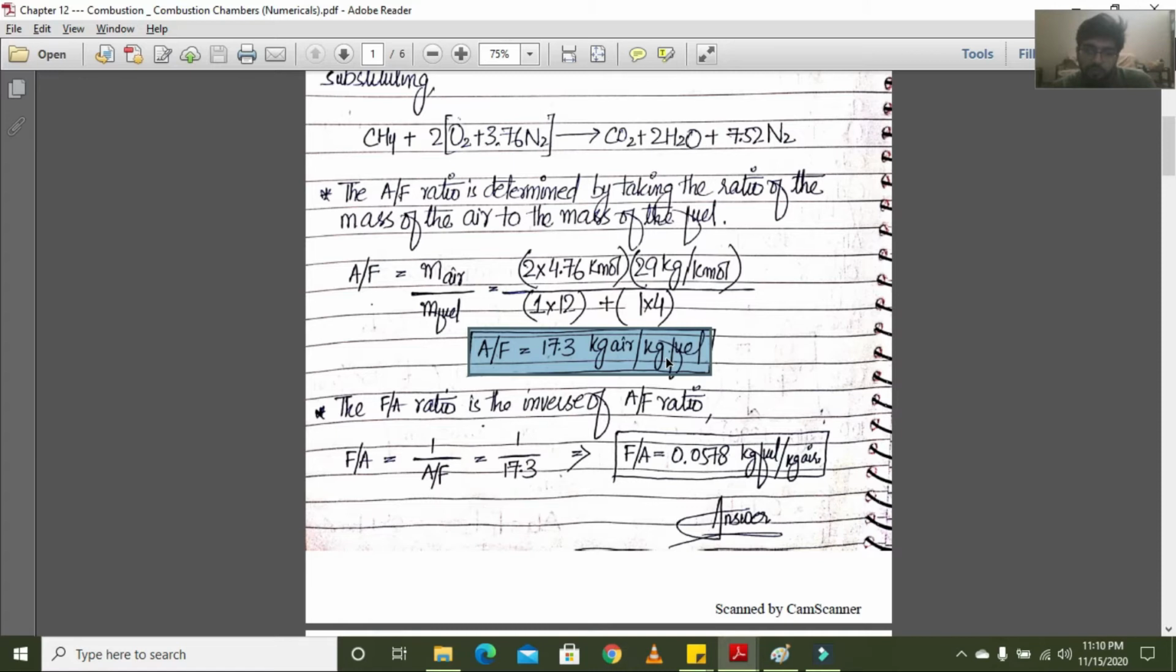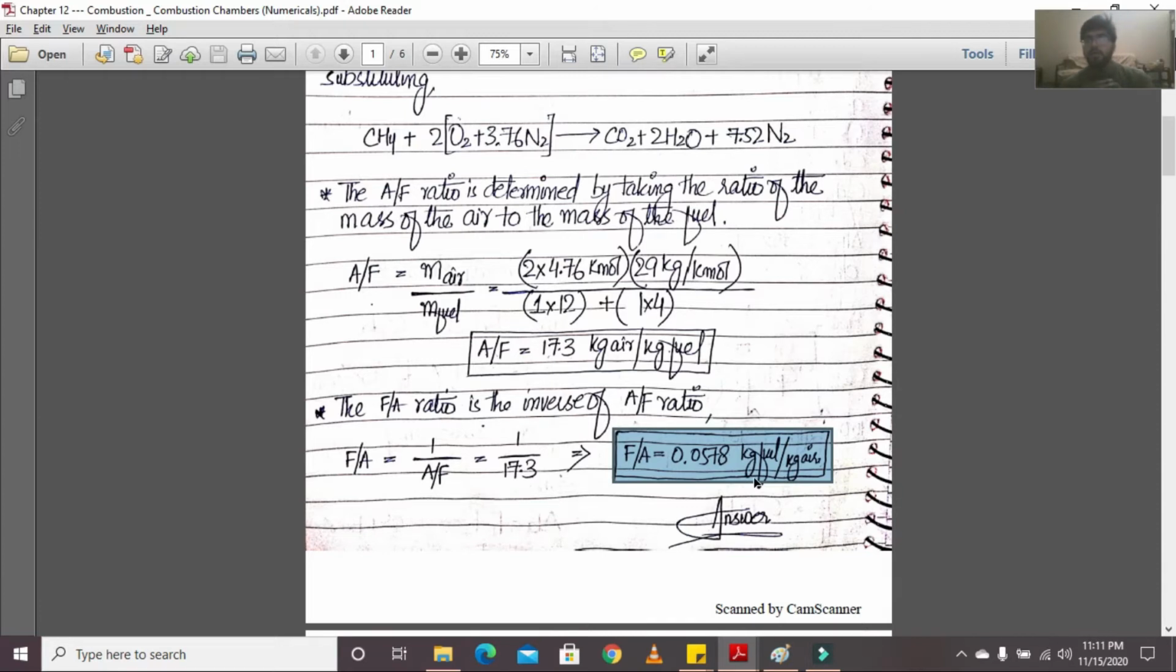The next part was calculating the fuel air ratio, and as I mentioned earlier, all we needed to do was calculate the air fuel ratio and take its reciprocal to obtain the fuel air ratio, and that is what we have done here. So the fuel air ratio would come out to be 0.0578 kilograms of fuel per kilograms of air.